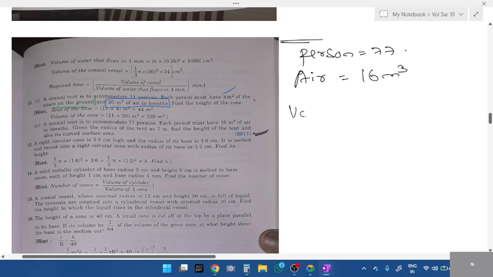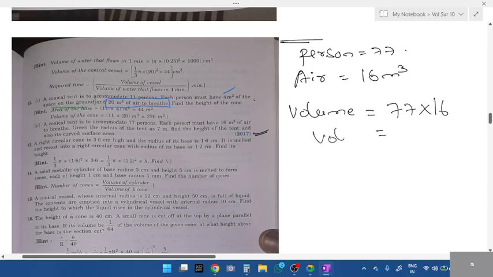How do you calculate volume, students? What did I tell you all in the morning class? Volume is also equal to air, right? Volume is directly proportional to the amount of air. So if you want to calculate volume, multiply 77 into this 16. That will give you the volume of the tent.